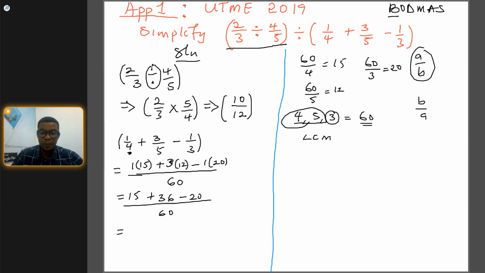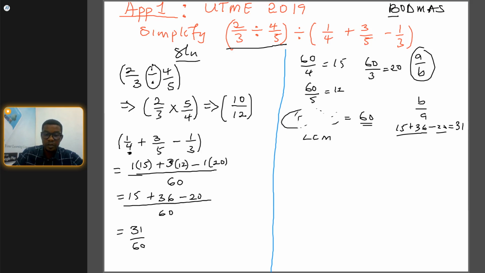Okay, all right. So let's proceed. To simplify this, we have 15 plus 36 minus 20. That will give us 31 by simple calculation. Adding this together, then subtracting 20, we have 31 over 60.